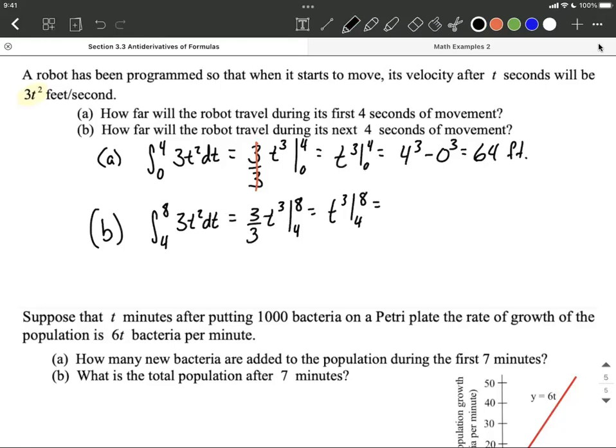As we evaluate this at the bounds, we're going to go 8 cubed minus 4 cubed. Bigger numbers here, but it's going to be 512 minus 64, which is going to work out to be 448 feet would be our units.